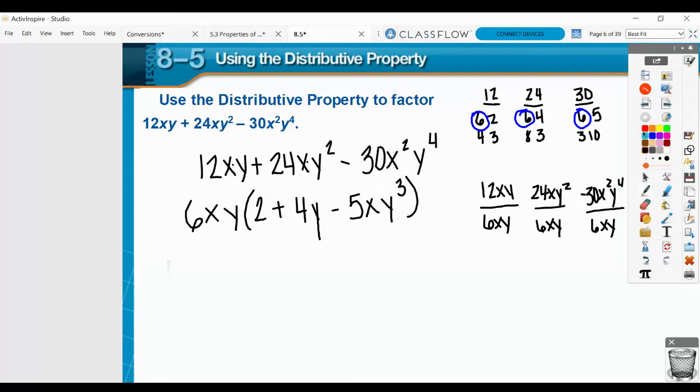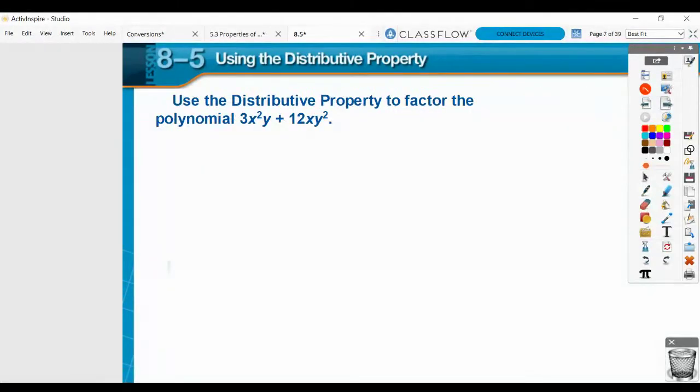And again, if you wanted to redistribute this to see if you were correct, you would end up getting the same answer. Okay, so let's go ahead and go to the next one.